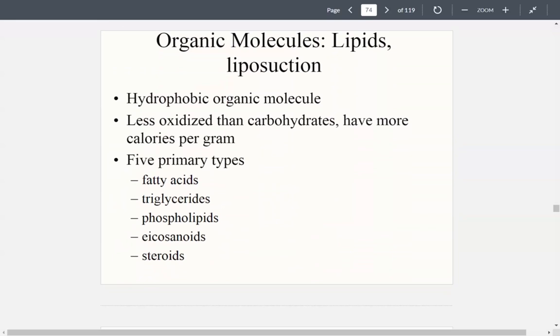Moving on to lipids. Lipids are our next organic molecule. These guys are going to be hydrophobic. They do not like water. Think your oil, think your butter, bacon. Less oxidized, and gram for gram, it's going to have more calories or energy than carbohydrates. We have 5 primary types: fatty acids, triglycerides, phospholipids, eicosanoids, and steroids. We'll talk about some of these more than we do others.